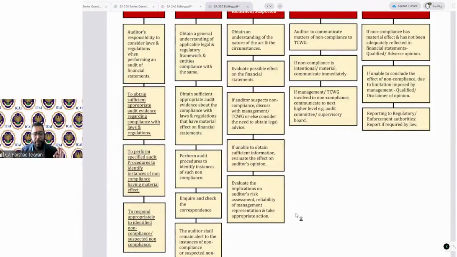Again, when I say I need to obtain sufficient and appropriate audit evidence, I need to understand which laws and regulations are applicable to that entity, so that I can gather the appropriate audit evidence. I need to perform specified audit procedures to identify the non-compliance, and I need to respond appropriately to the identified non-compliance.